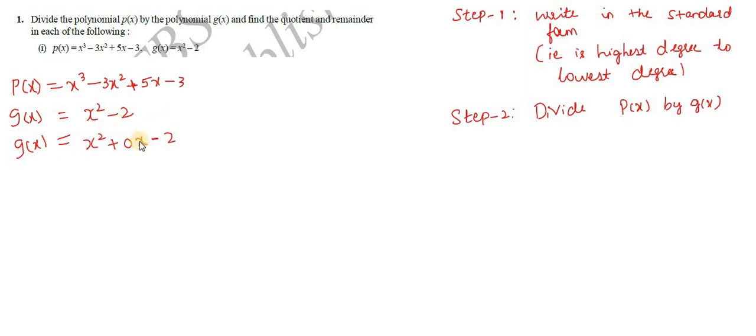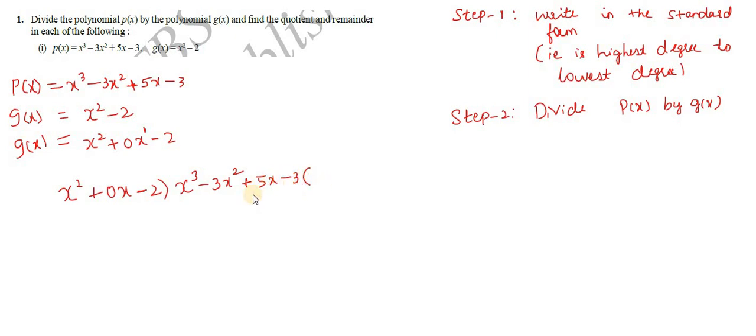Okay, now this is our new g of x. Why? Because here the x term is missing. So for that I multiplied x by 0 and added this. If we do like that, the original g of x will not change its value, it remains the same. And also we need to write in the standard form. Now it is in the standard form, and also the original expression doesn't change. I hope you understood. Now we divide the p of x by g of x. So that is x square plus 0x minus 2. Now divide this x cube minus 3x square plus 5x minus 3.